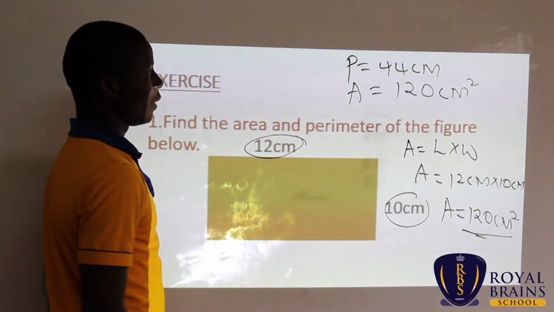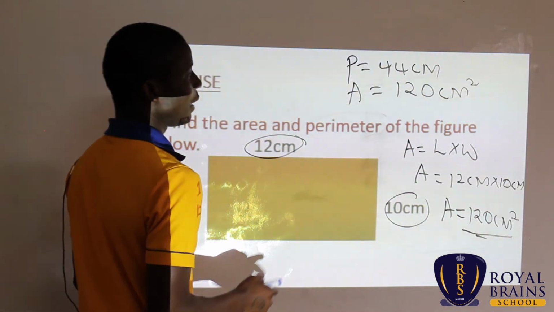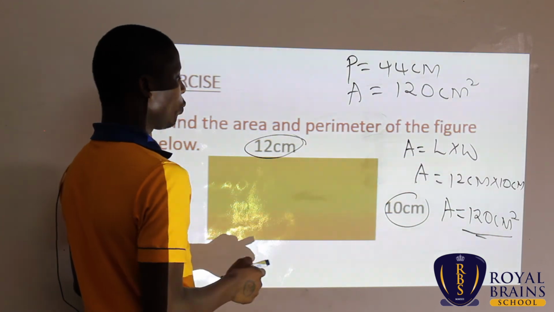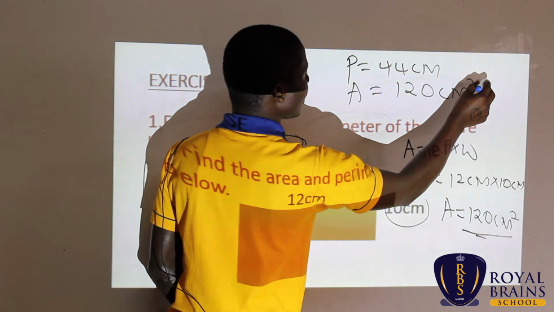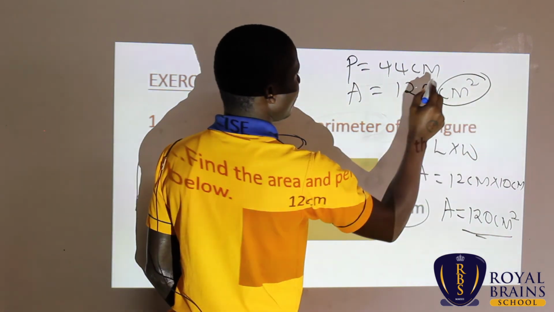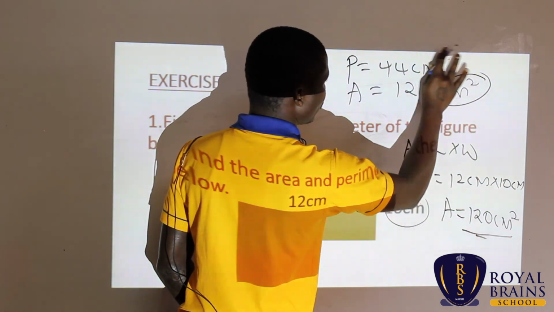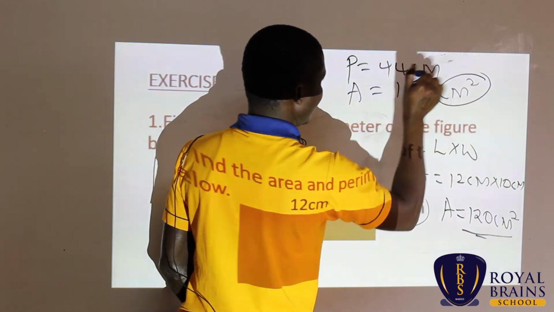Now check the difference. In perimeter we have 44, but in area we have 120 centimeters squared. But we're using the same figure. So it means in area, we have to write the square. In perimeter, you are not supposed to write square. You just leave it like that.